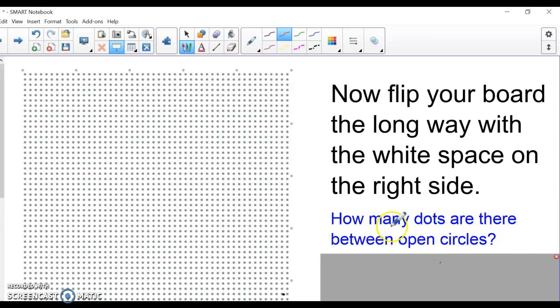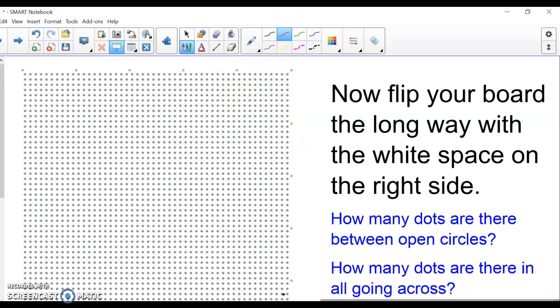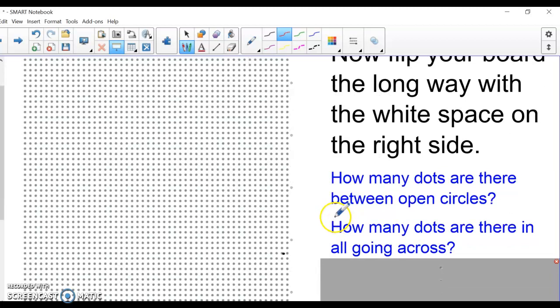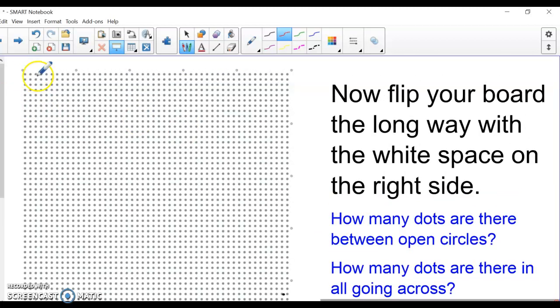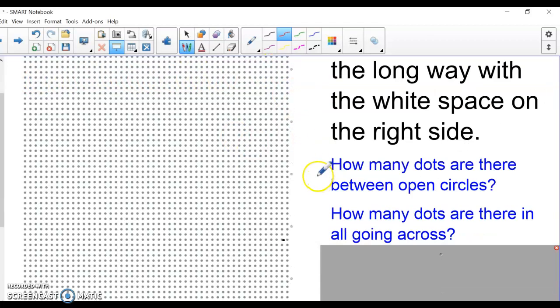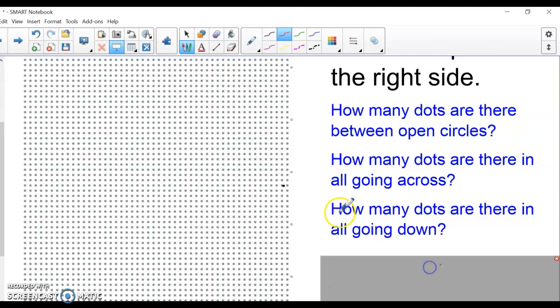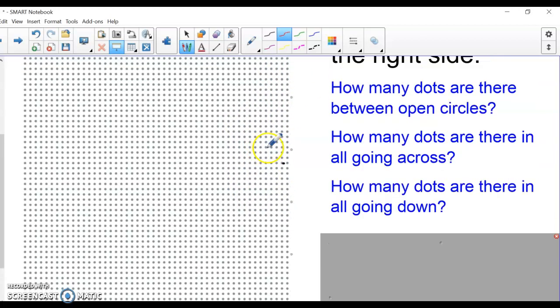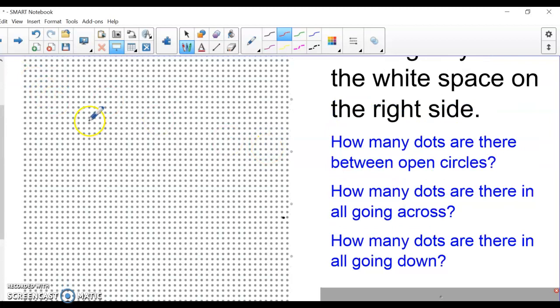How many dots are there in between open circles? Well, we know there's 10 from here to here, 10 from here to here. And so how many dots are there in all going across? Well, 10, 20, 30, 40, 50. Right? Try and figure out how many dots you see going all the way down. Count your groups of 10 going all the way down. Let's see what you came up with.